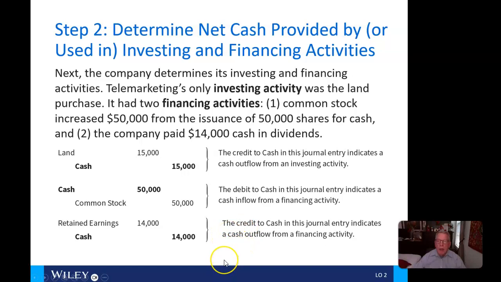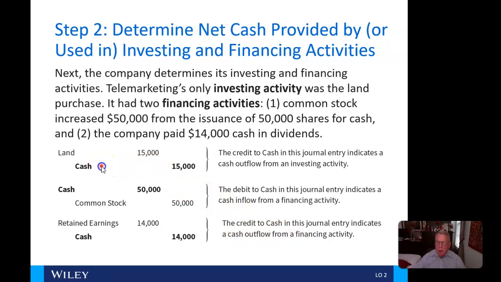So we can determine that by looking at the common stock. It increased from 50,000 by issuing those shares of stock for cash. And the company paid $14,000 cash in dividends. So pretty much the journal entries are easy to understand here.